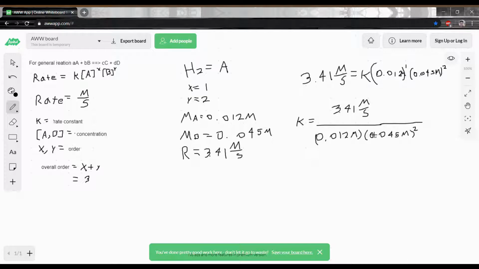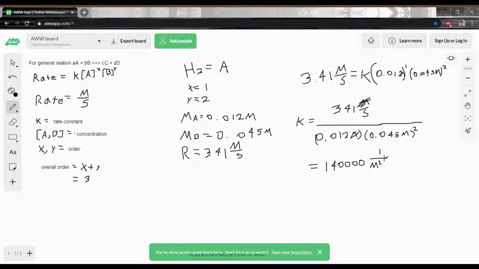Numerically, when we work this out, we are going to get an answer of 140,000. And the units are going to be the tricky part. So let's see, we have 1 M on top, we can cross that out. We have another M on the bottom, we can cross that out. Now if we look at it on the bottom, we have an M that's squared, a concentration squared. And on the top, we have a 1 over s.